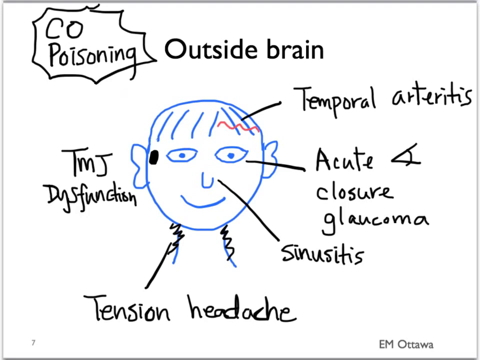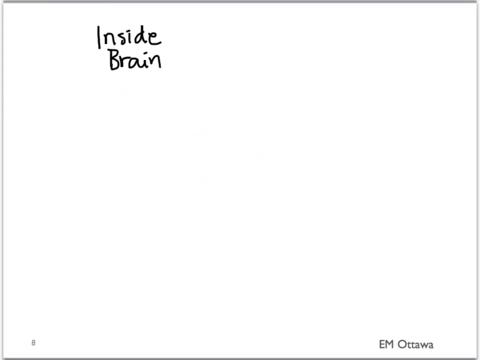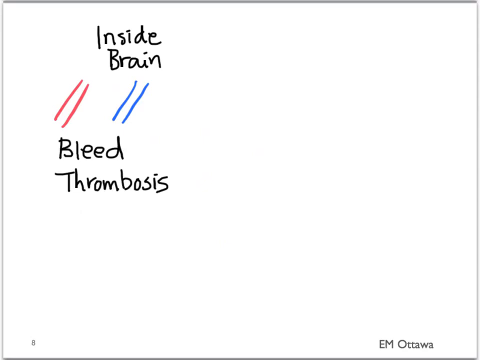Out of the ones we've discussed, which ones are the must-not-miss diagnoses? Inside the brain, almost all the diagnoses are must-not-miss. Therefore, it includes bleeding, thrombosis, space-occupying lesions, infection, and intracranial hypertension.